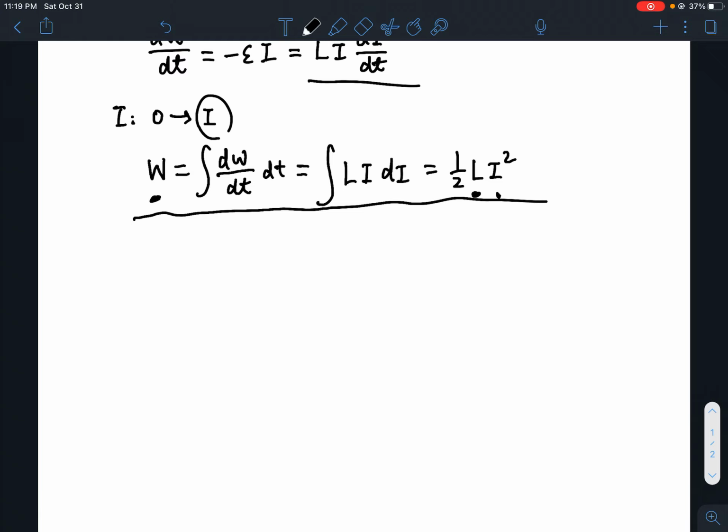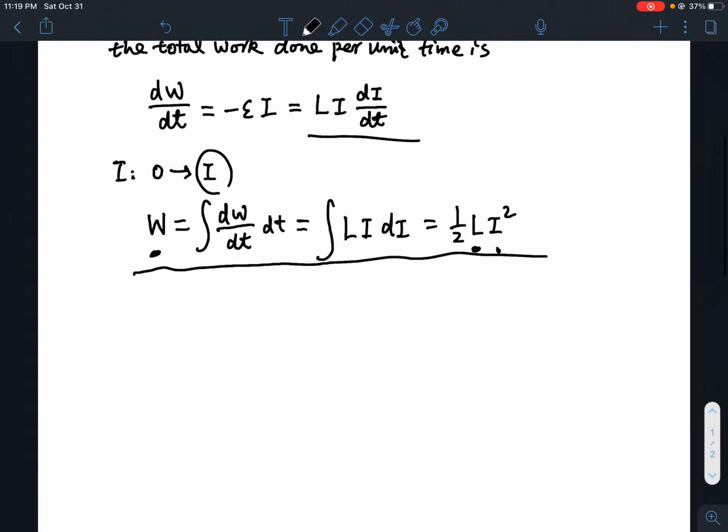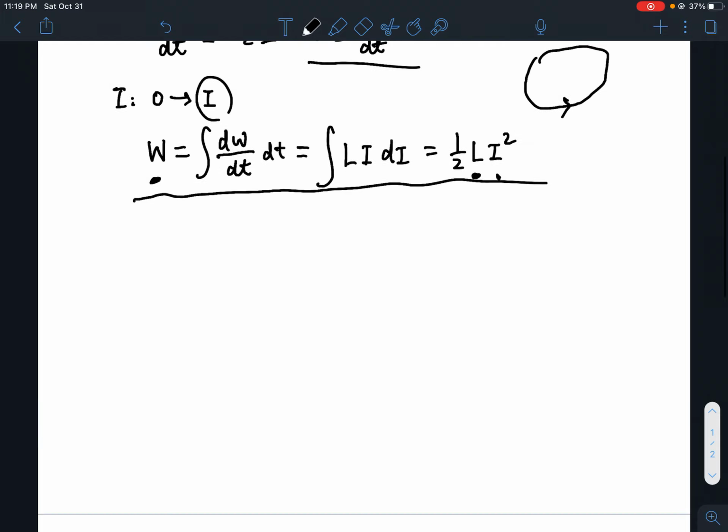However, in this case we are talking about a line current, because we are talking about a wire. We can make it more general so that we can easily also write down the work for the surface current and also for the volume current. The way to do that is we can use this trick.